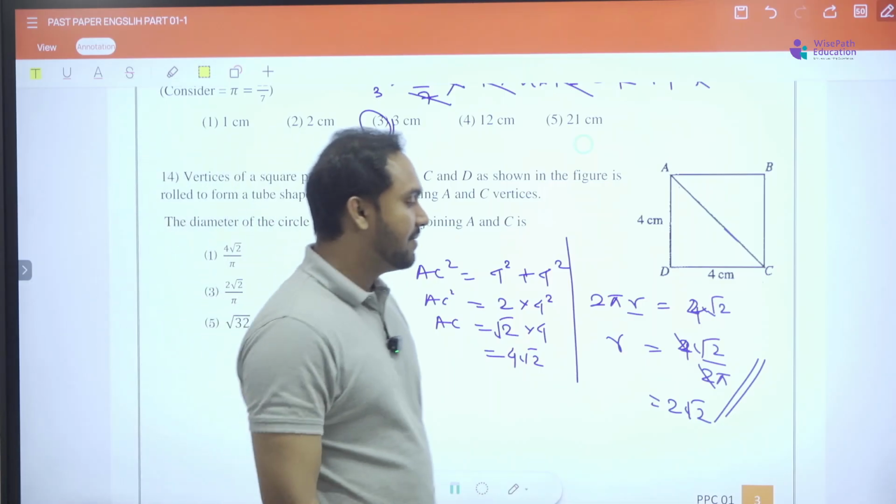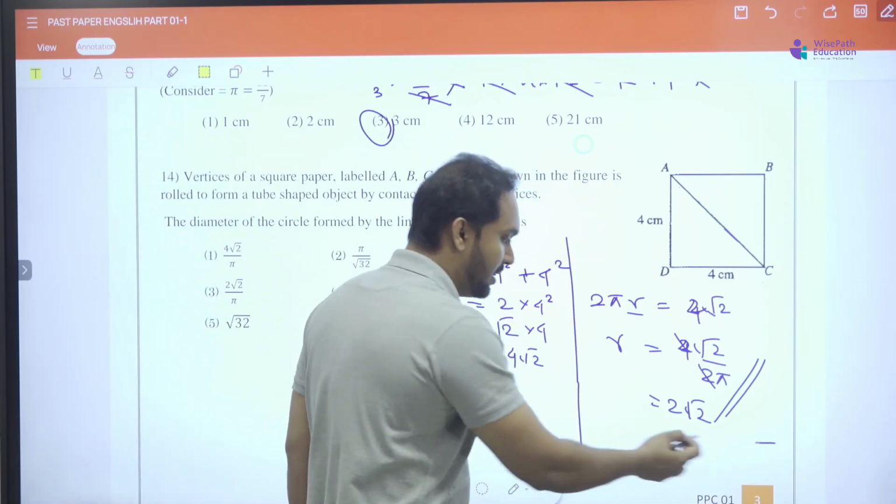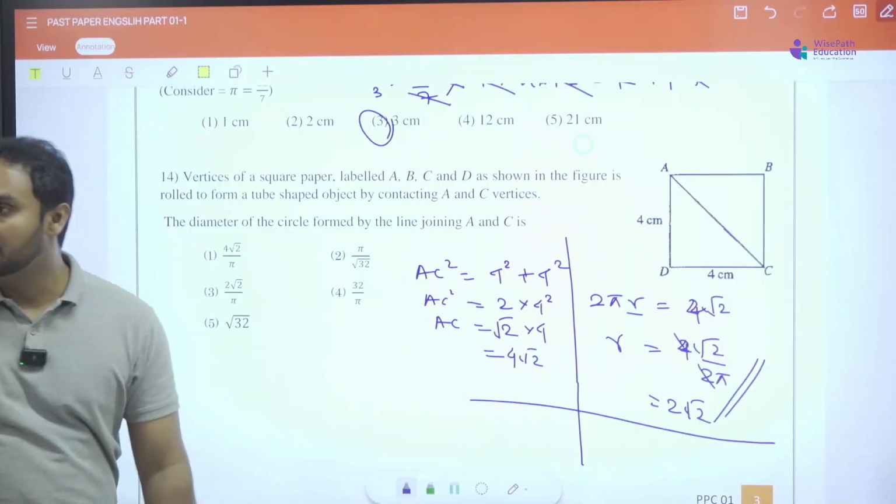2 root 2 is the answer. If the answer isn't there, what would you do? 2 root 2 isn't there, what should you do?